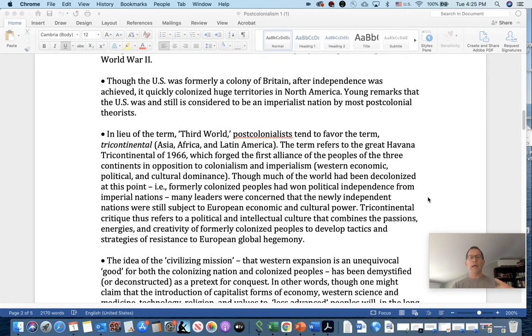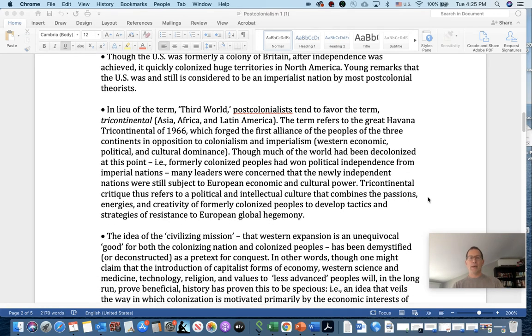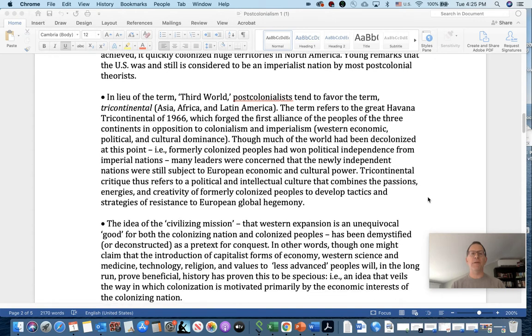So in lieu of the term third world, post-colonialists tend to favor the term tricontinental, which refers to the three continents of Asia, Africa, and Latin America, where a lot of European colonies were formerly formed over the history of the past 100 to several hundred years or so.